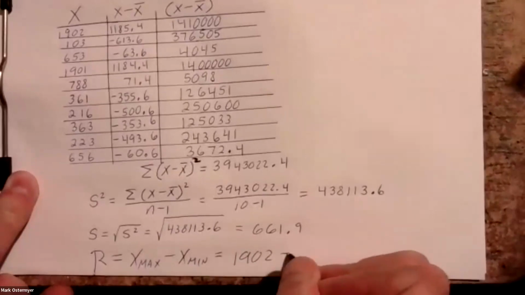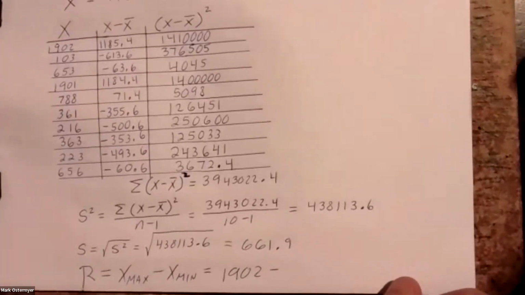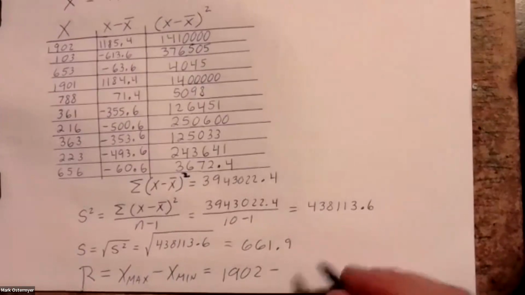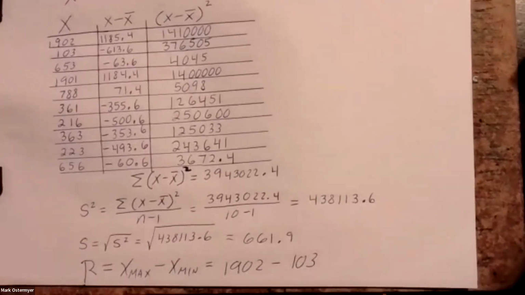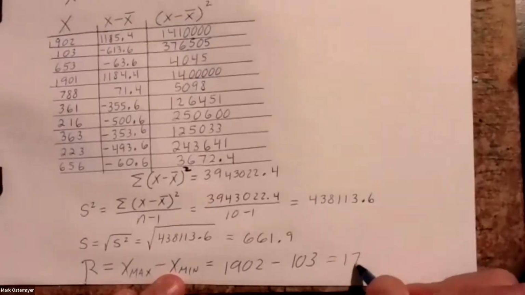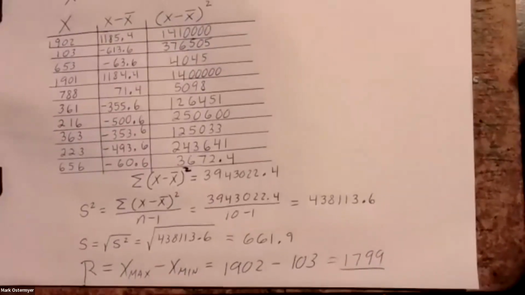What's the minimum observation in this data set? Looks like 103. So that will be the range when you subtract the min from the max. That's going to be 1,799. That's the range of the data set there. Okay.